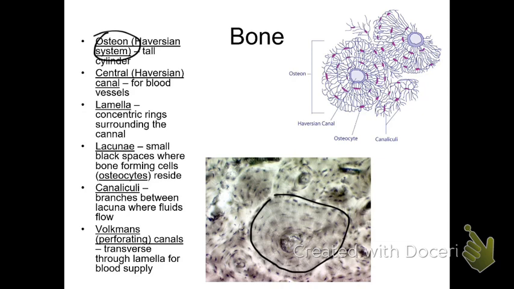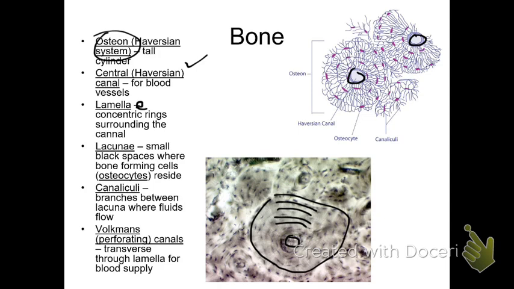In the very center of that osteon is an open canal, and I'll draw it up here in the cartoon as well. That is the central canal. You may see it also called the Haversian canal. There are blood vessels and nerves that run through those canals. The tissue is made up of these layers. Each concentric ring is called a lamella, or many lamellae.